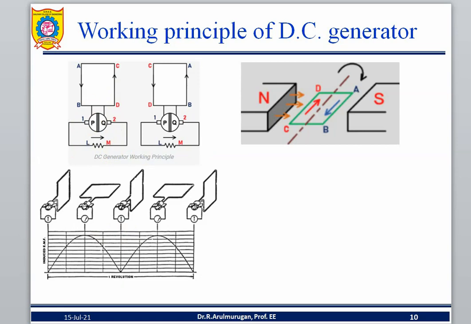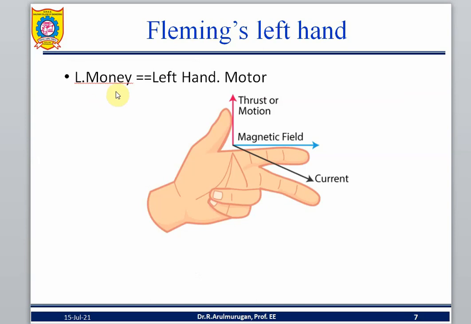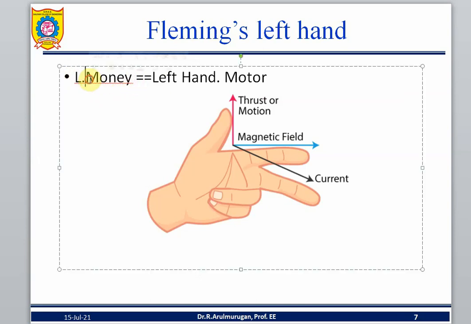So as we discussed and started earlier, Fleming's rule. Fleming has the left hand rule. L stands for left hand, and M stands for motor. So left hand is denoted for the motor.